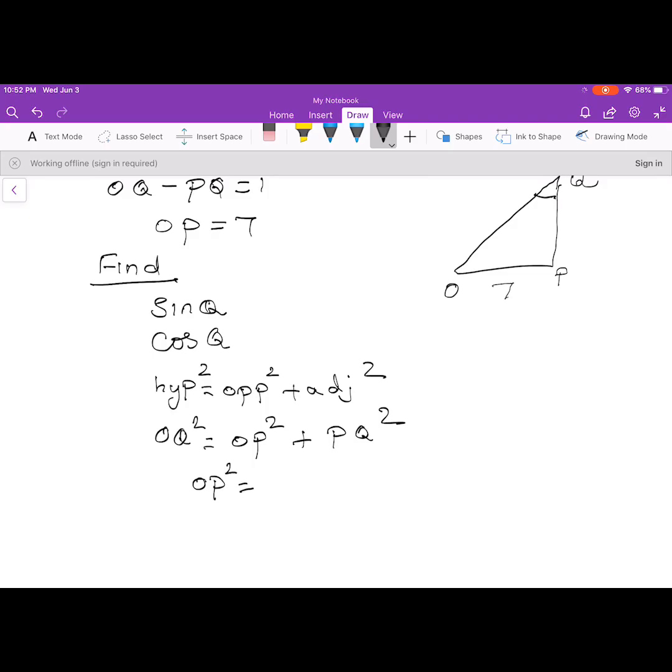OP square is equal to OQ square, taking this PQ square to the other side, minus PQ square. The value of OP is 7. 7 square is equal to OQ square minus PQ square. 7 square is 49, equal to OQ square minus PQ square.